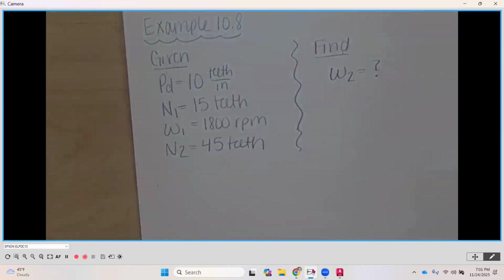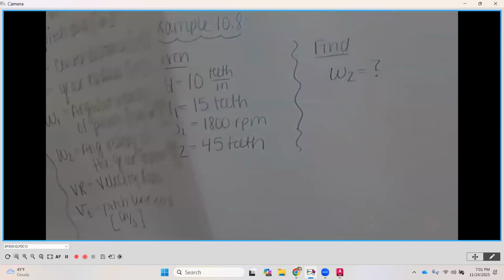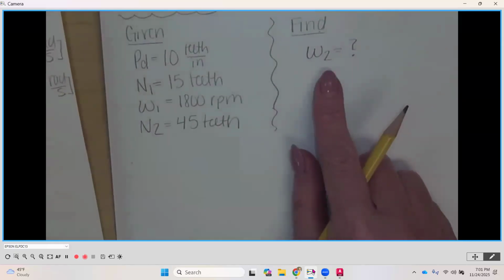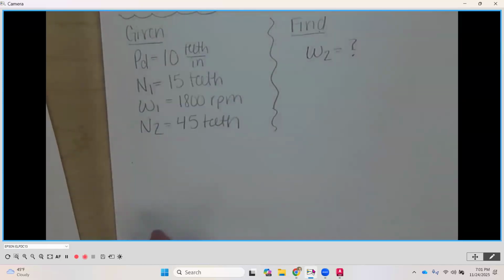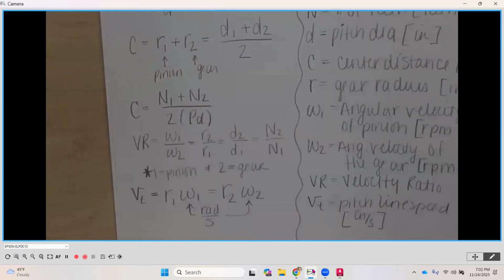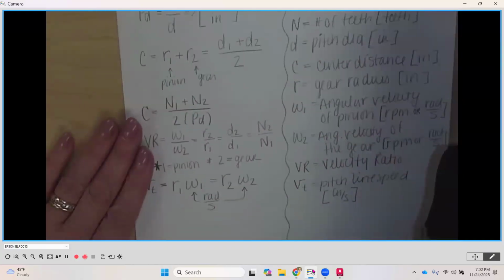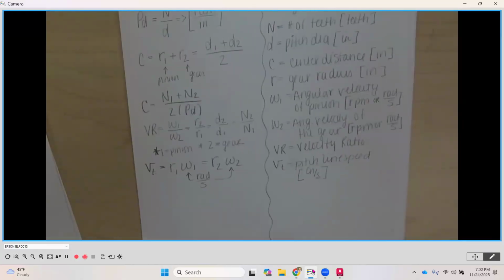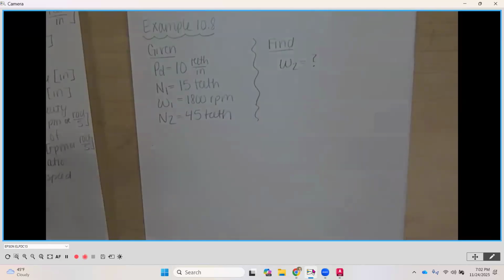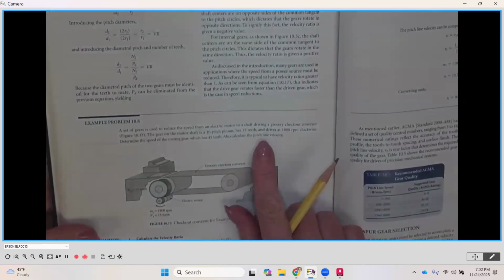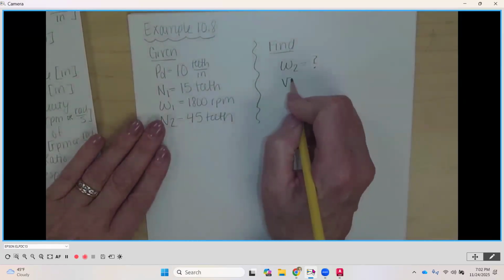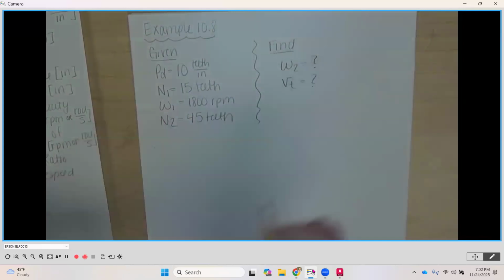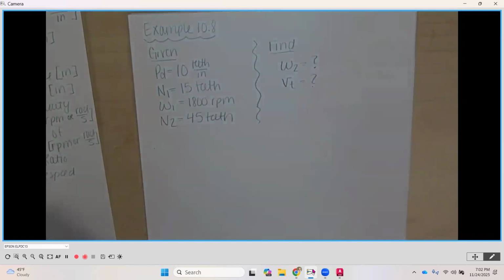So if we look at our equation sheet, omega 2 is what we want to find, and we're given omega 1. We're also given the number of teeth and diametral pitch of our gears that are in engagement with one another. The other thing we want to find, I'm sorry, it says also calculate pitch line speed. What variable is that? Yep, V sub T, we want to find that.